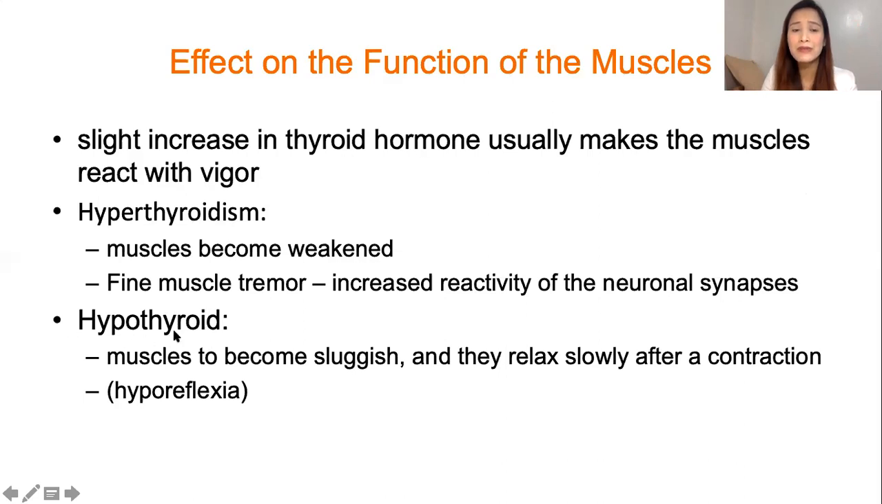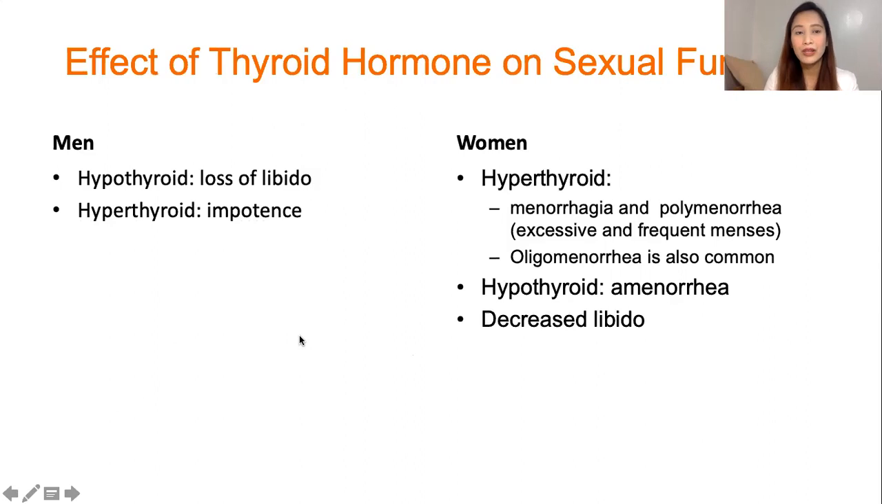In hypothyroidism, it's the opposite also. Sometimes patients come to you in coma, and you don't know if this patient has a thyroid problem. Let's say you're not sure if this is a thyroid storm, you can actually check the reflexes. If the patient has hyperreflexia, that's a sign of thyrotoxicosis. If the patient has hyporeflexia, that's a sign of hypothyroidism. So it slows down your muscle contraction. Thyroid hormone and sexual function in men could mean loss of libido or impotence.